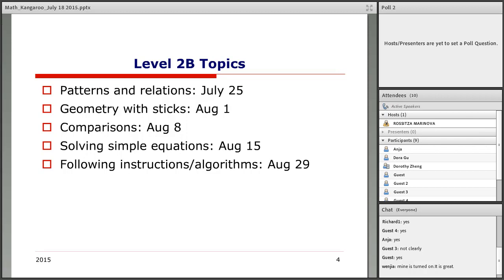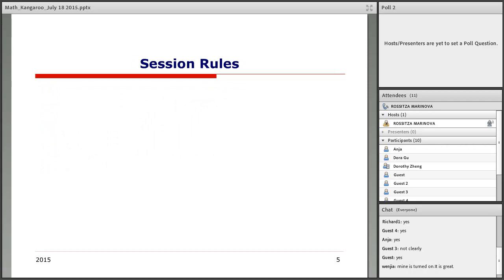Okay, so let's just go through the dates. 25th of July, we will have patterns and relations. August 1st, geometry with sticks. August 8th, comparisons. 15th August will be solving simple equations. And 29th August, we will be having following instructions, algorithms.